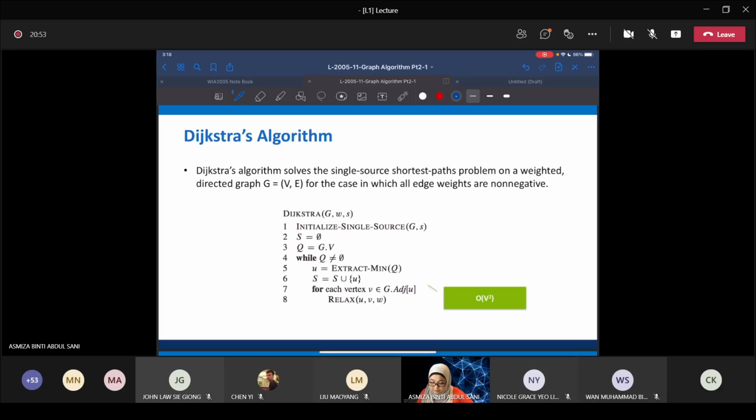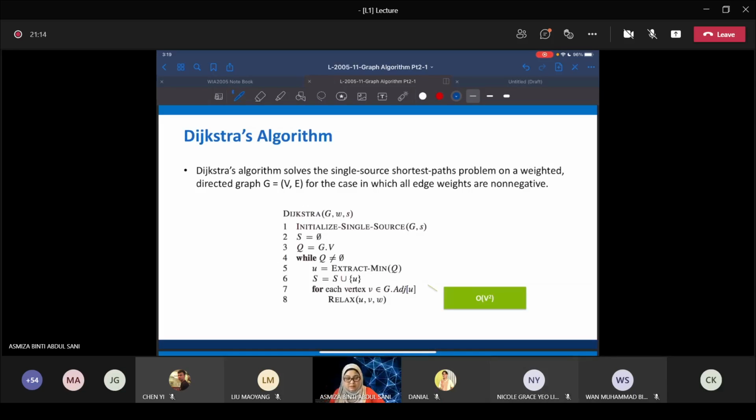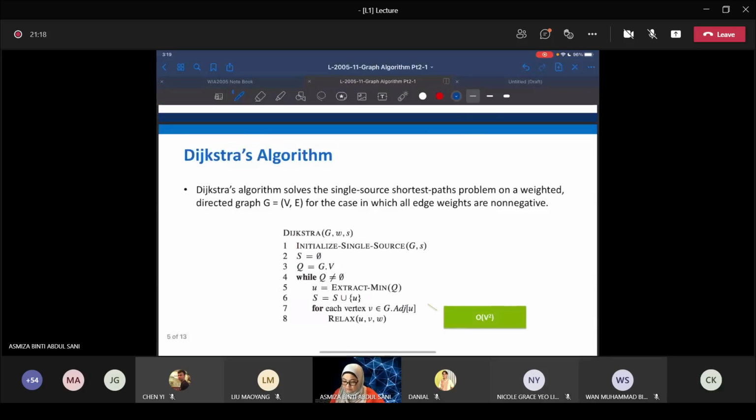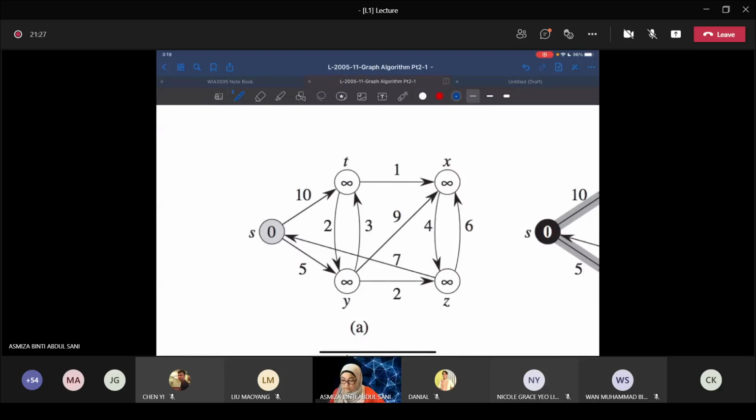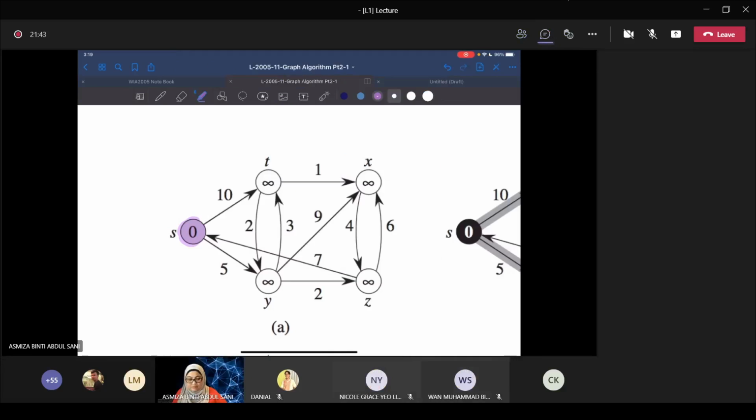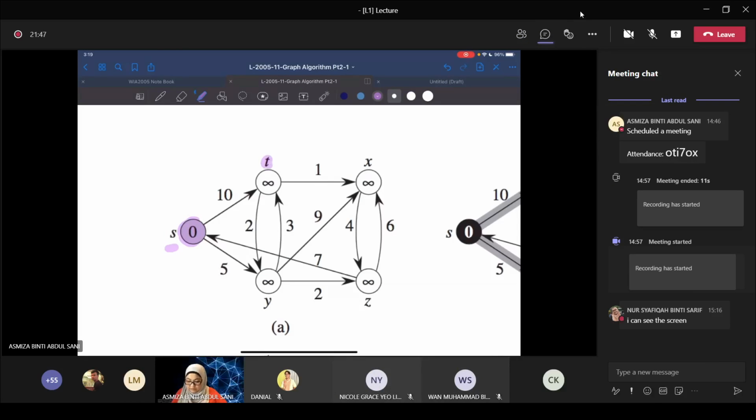The Dijkstra algorithm is used to solve a single source shortest path problem on a directed graph. Let's say, for example, you want to find the distance from A to any other vertices. That is why you want to apply the Dijkstra algorithm. Maybe we will just go straight to the example. Say this is our starting point. By applying the Dijkstra algorithm, we are going to get the shortest distance from S to T, X, Y, and Z.